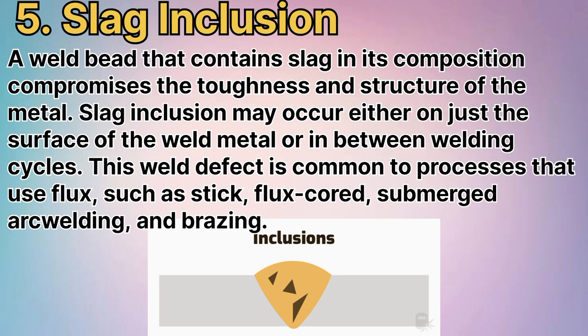The fifth defect is slag inclusion. A weld bead that contains slag in its composition compromises the toughness and structure of the metal. Slag inclusion may occur either on just the surface of the weld metal or in between welding cycles. This weld defect is common to processes that use flux, such as stick, flux-cored, submerged arc welding and brazing.